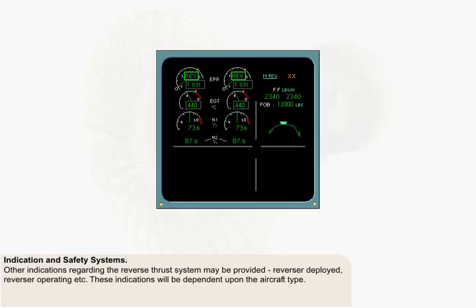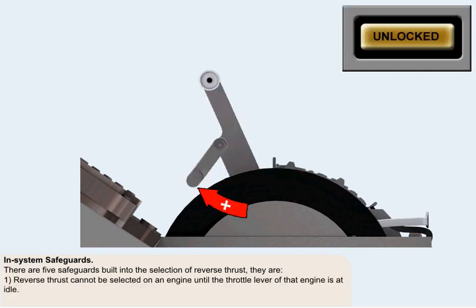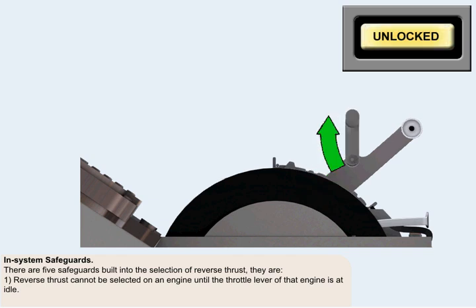Other indications regarding the reverse thrust system may be provided: reverser deployed, reverser operating, etc. These indications will be dependent upon the aircraft type. There are 5 safeguards built into the selection of reverse thrust. They are: reverse thrust cannot be selected on an engine until the throttle lever of that engine is at idle.